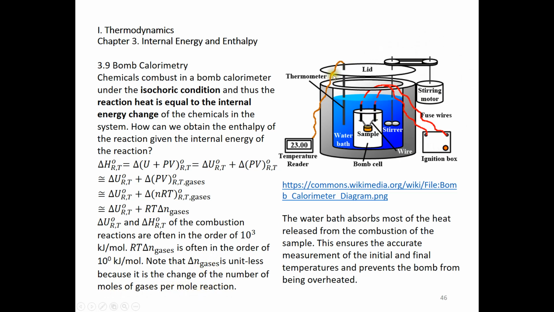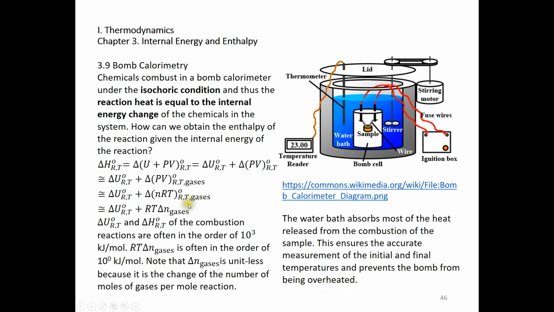So again, by looking at this diagram, we notice this water bath. We use a large water bath to absorb most of the heat released from the combustion. And again, this ensures the accurate measurement of the initial and final temperature because we're trying to make sure the temperature is even inside the calorimeter. And also, the water bath prevents the bomb from being overheated.